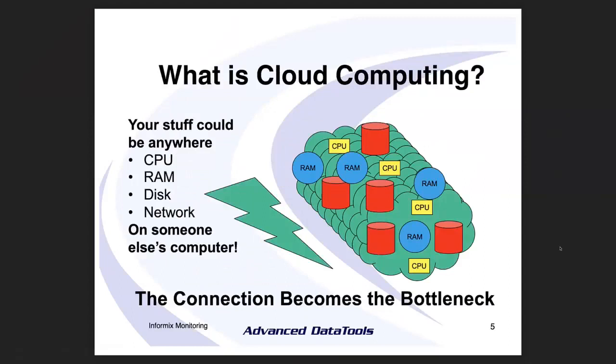So let's start out with what is the cloud. The cloud is somebody else's computer. That means you're moving your stuff to somebody else's computer, and your stuff could be anywhere. The CPU, RAM, instead of being in one nice box, are all over the place. And this is what's frightening: you could have RAM here and here and here, and they could be on different physical machines. You don't know it. And all you know, it's on someone else's computer. And the connection between all these pieces can become the bottleneck, as you're going to see.